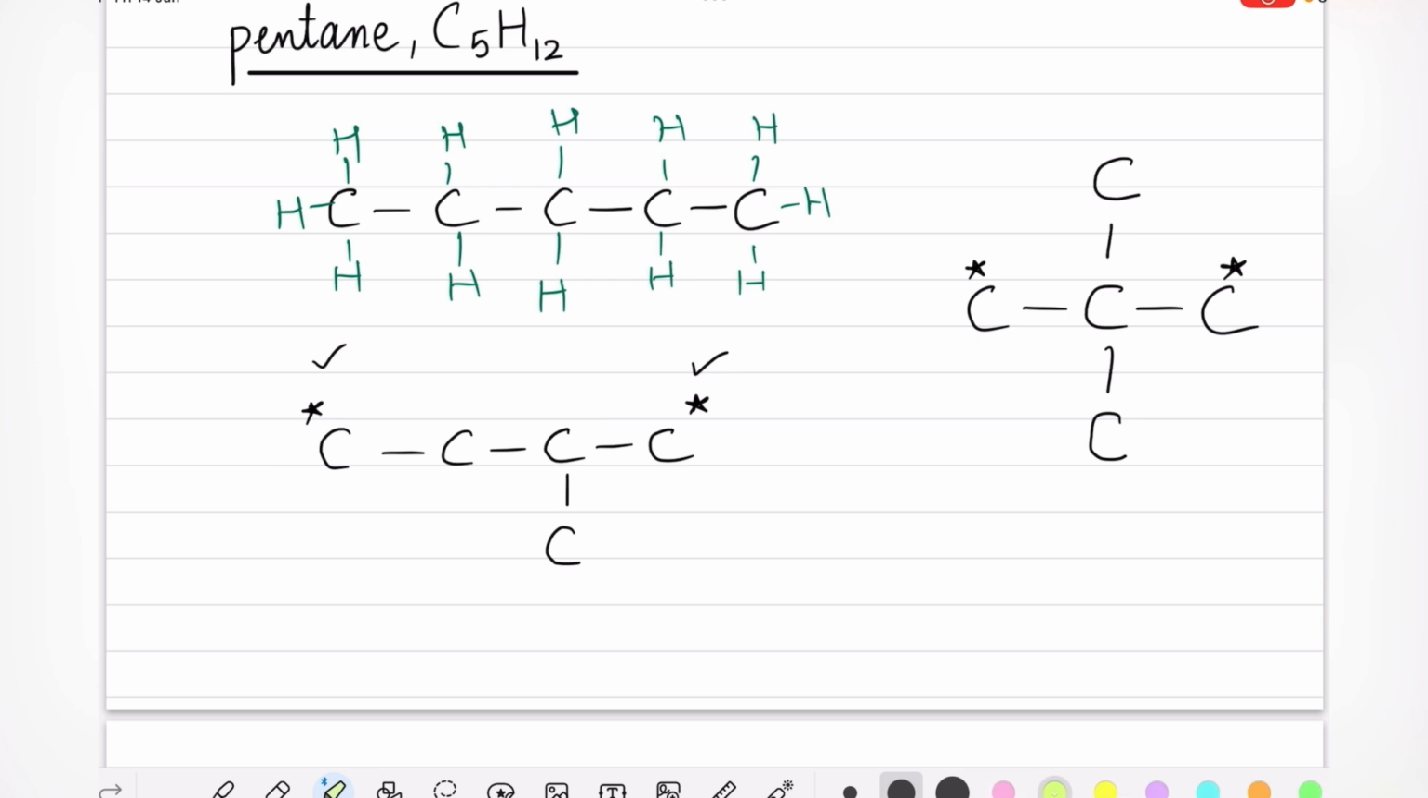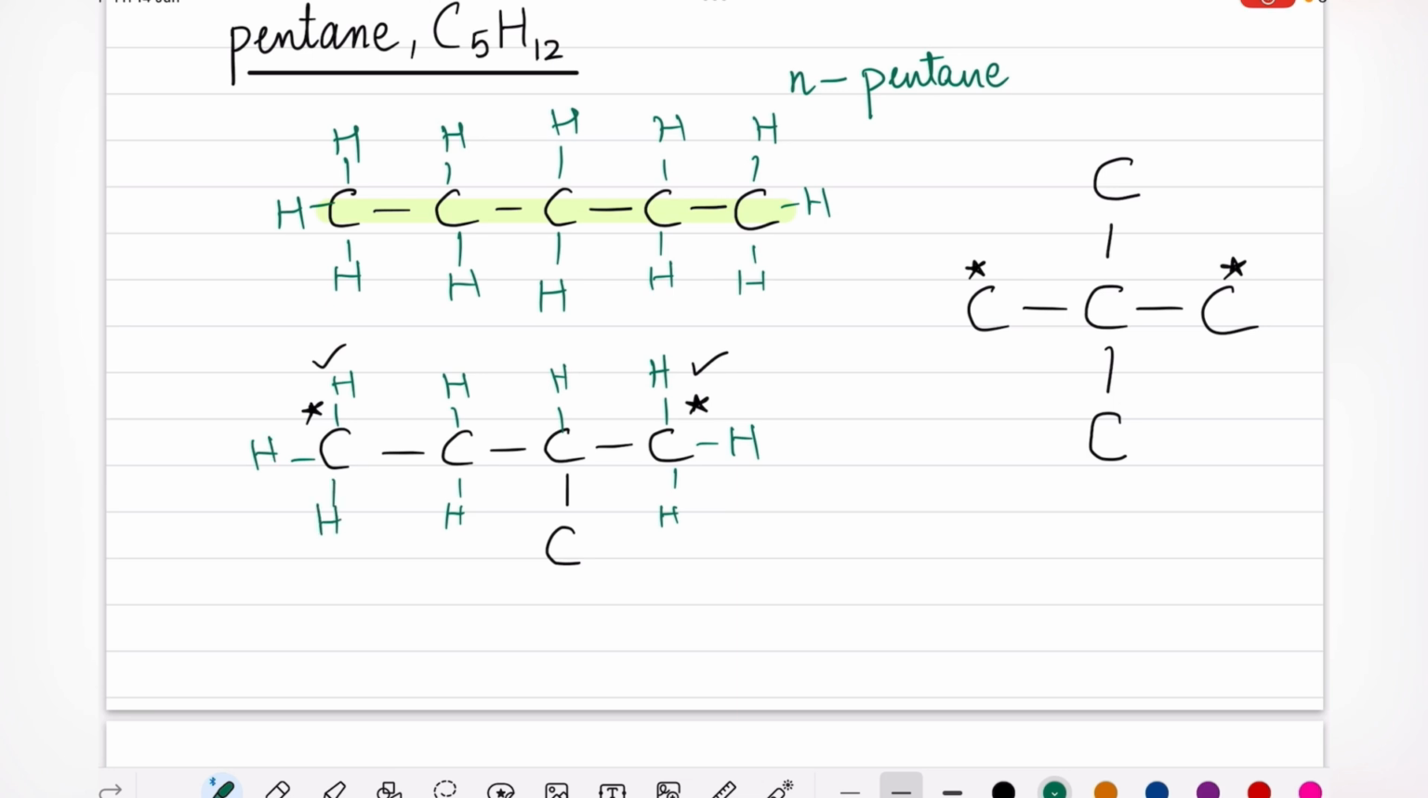In the first structure, the carbon atoms are arranged in a continuous manner in the form of a long chain, so its name will be n-pentane, normal pentane. In the second structure, first I will add the hydrogen atoms to complete the displayed structure. Be careful while drawing the structure. Don't miss any hydrogen atom, otherwise you will lose a mark for it.